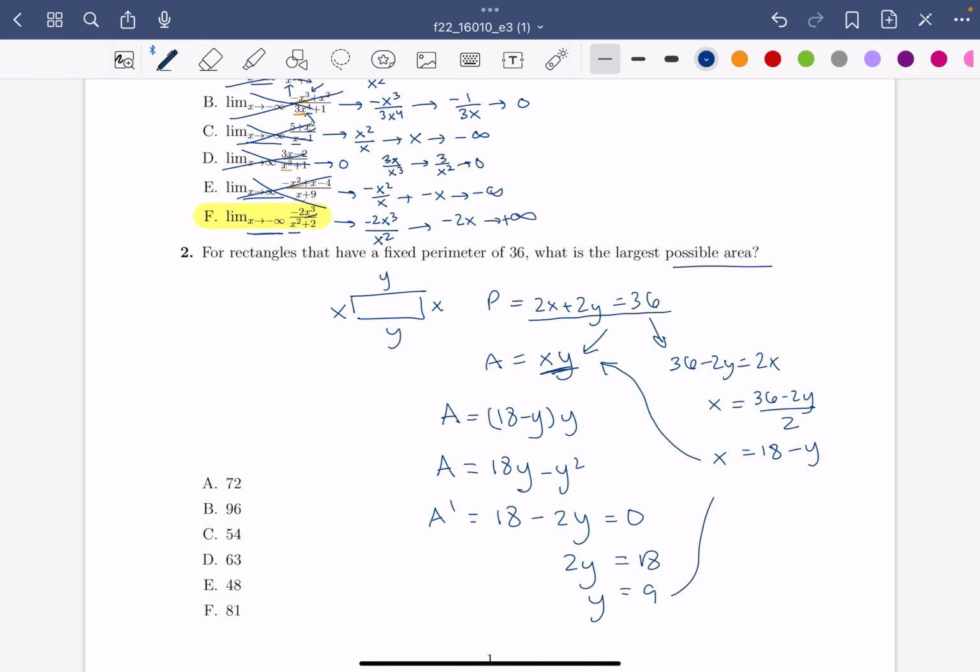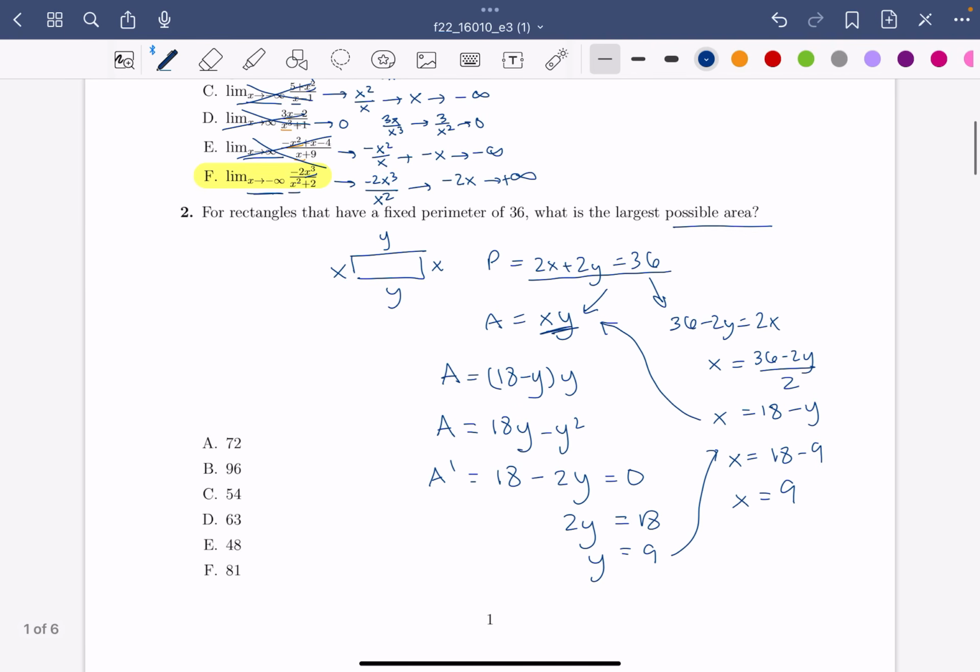Plug this 9 back into this x equation to find x. x equals 18 minus 9, which means x equals 9. And we're asked for the largest possible area. So if we plug it back into our area equation, we get A equals 9 times 9, which equals 81, giving us an answer of F.